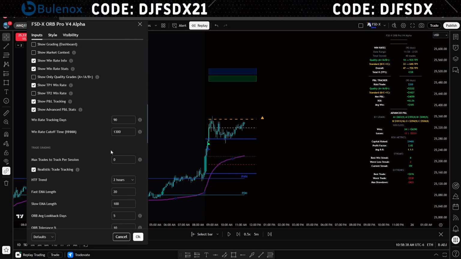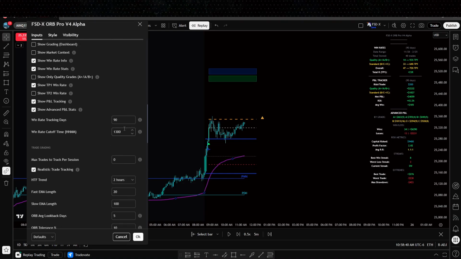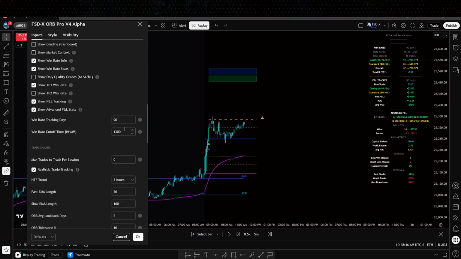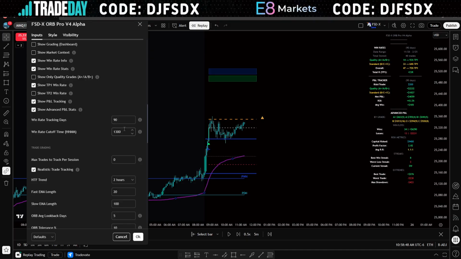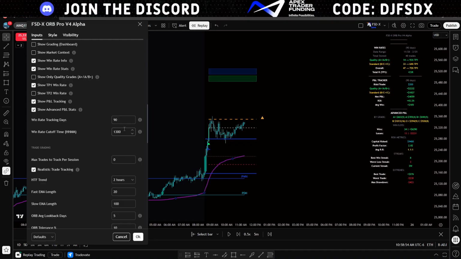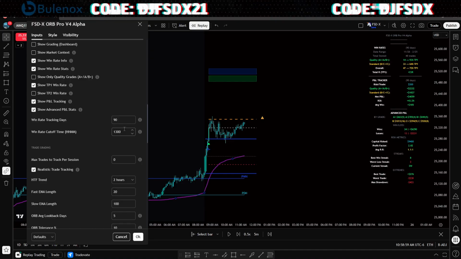So the win rate cutoff time, this is just for the P&L system. It's set to 1 o'clock in the afternoon, 1300. That's my time. It's just for the P&L system. So basically, if a trade is opened, or if there's a valid trade that pops up after that time, it just ignores it. It just says, nope, we're not taking that trade. This is just more for data collection for the P&L system.